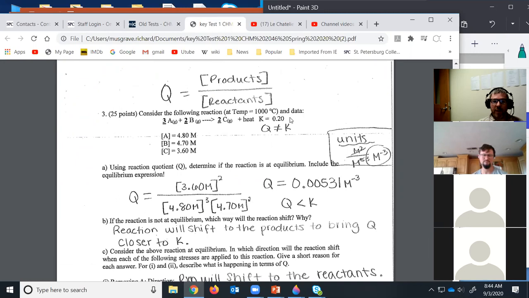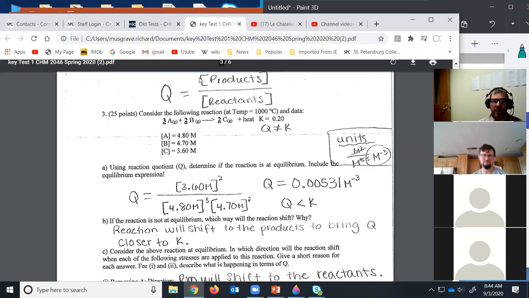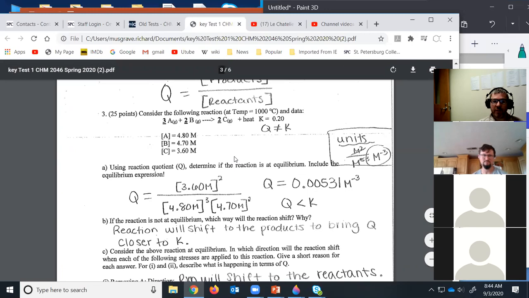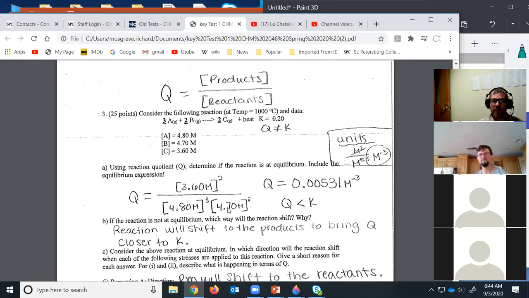But we consider this reaction, and we've got the reaction here. And then we've got these concentrations, and we also have the K value. So we figure out what Q is by doing, in this case, I wish the student had actually written it out, but it's c squared over a cubed times b squared. And they've just substituted those values in. So c squared is on top, a cubed, and b squared is on the bottom. Is everybody okay with that? Anybody have any questions? So that comes out to be a value for Q of 0.00531.